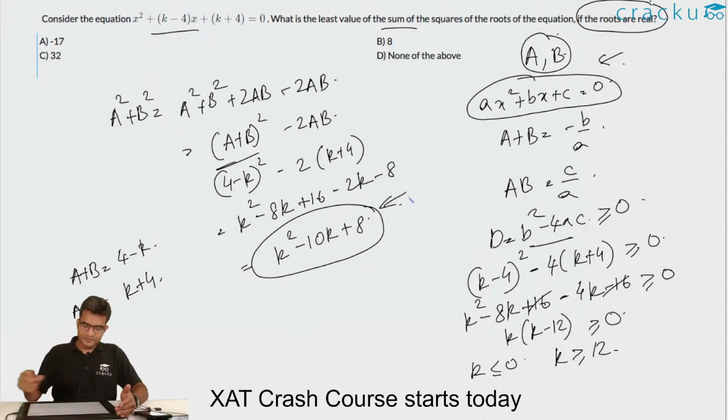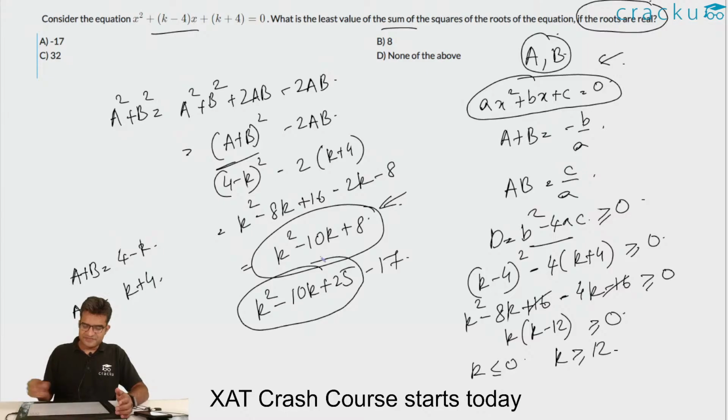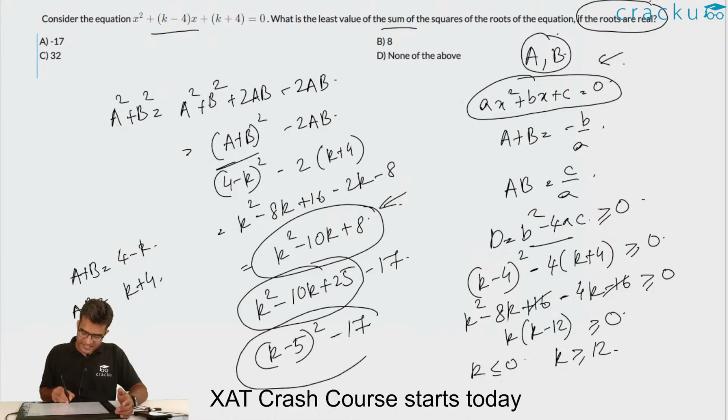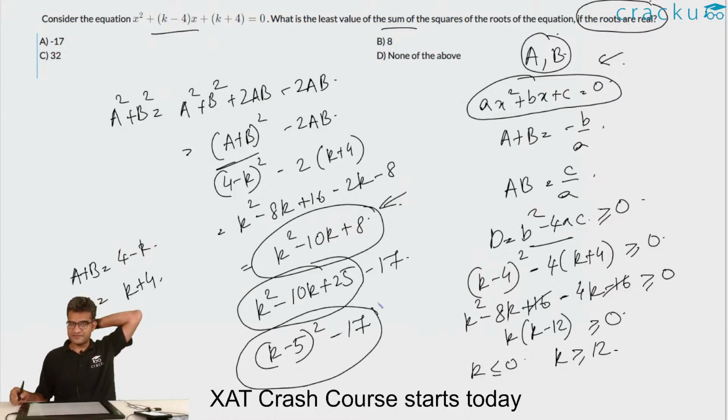Now the sum of the squares is k square minus 10k plus 8, which is equal to k square minus 10k plus 25 minus 17. The reason we have written it in this way is because k square minus 10k plus 25 is equal to (k minus 5) whole square. So this is (k minus 5) whole square minus 17. What is the least value of (k minus 5) whole square minus 17 if k is less than or equal to 0 or k is greater than or equal to 12?